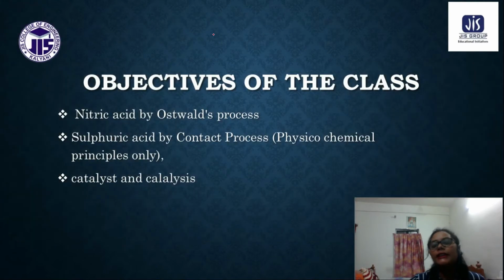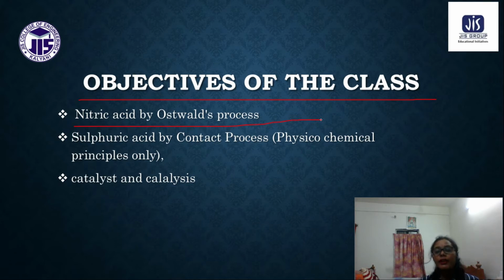Now these are some of the objectives that we have for today's class. We will see how we can manufacture nitric acid by the Ostwald process, and how it can be related to the Le Chatelier principle, or how we can apply the Le Chatelier principle for knowing the maximum yield of nitric acid.